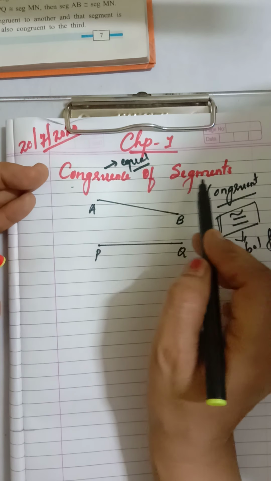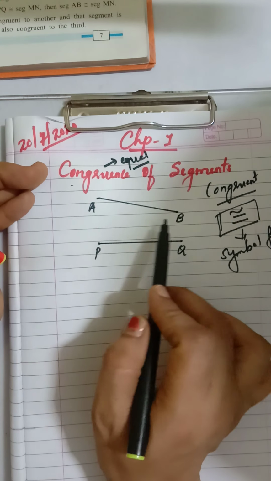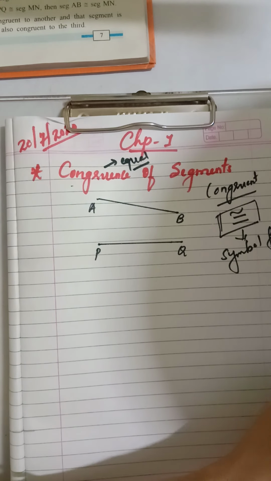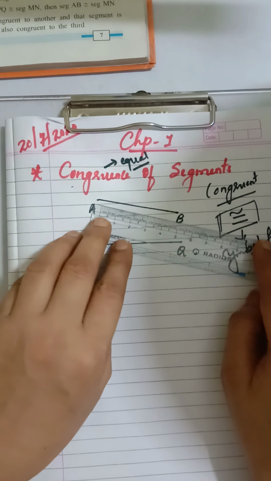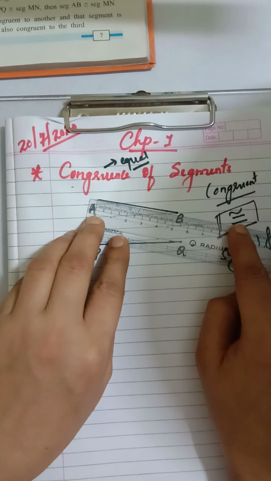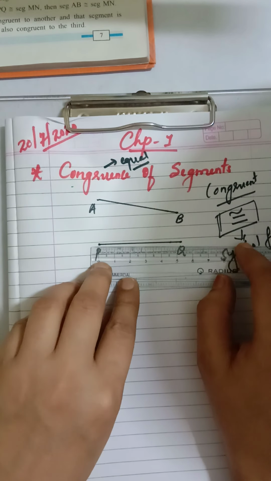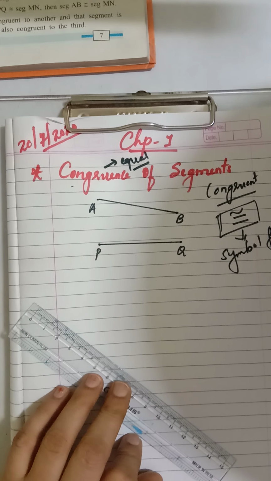How can you say equal segments? Here you can see I have drawn two segments, segment AB and segment PQ. Now we have to find whether both the segments are of equal length or not. So how can we do it? By using a ruler. This is 5 centimeter, and this is also 5 centimeter. That means both are of equal length.